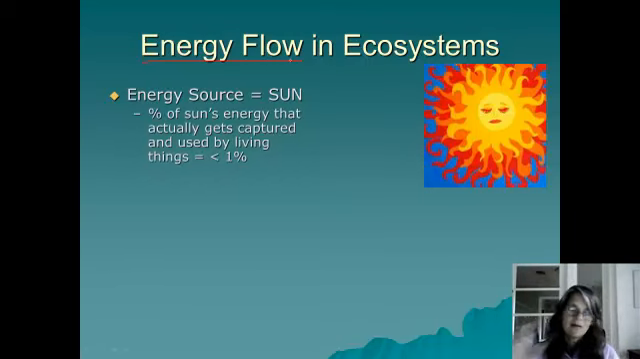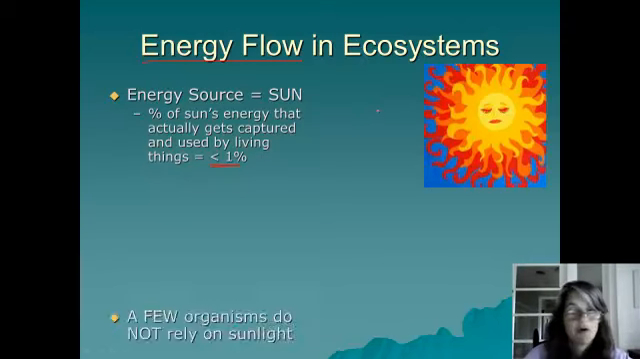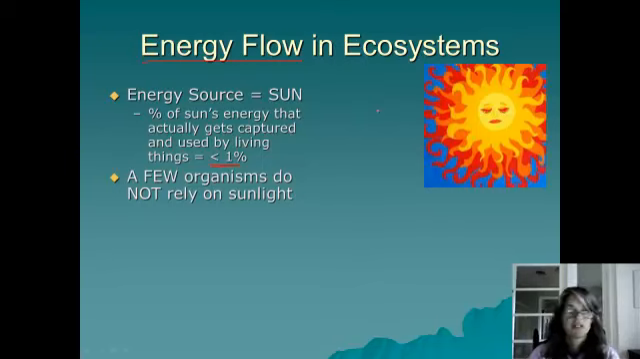The amount of the sun's energy that gets captured and used by living things is probably less than 1% of the sun's total energy. So the sun has an enormous amount of energy, and our life on Earth is capturing just a little bit of that. But wow, what a result from that, just that very small amount of sunlight that it's actually catching.